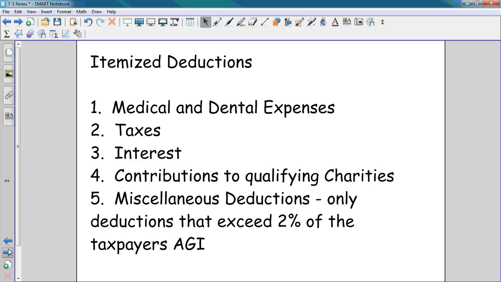Contributions to qualifying charities. If you go to church and you give a tithe or an offering or whatever your church calls it, you can write that off. Some churches, if you put your name on an envelope, will actually send you a receipt at the end of the year saying this is the amount that you gave in 2011. You can write that off your taxes, and you have proof so that the government can't say you just made that number up. You say, no, I gave this to the church, and the church gave me this receipt.